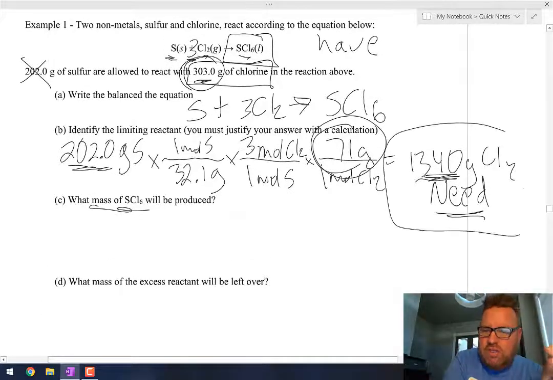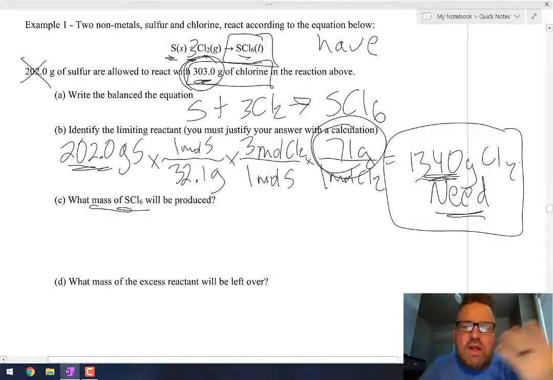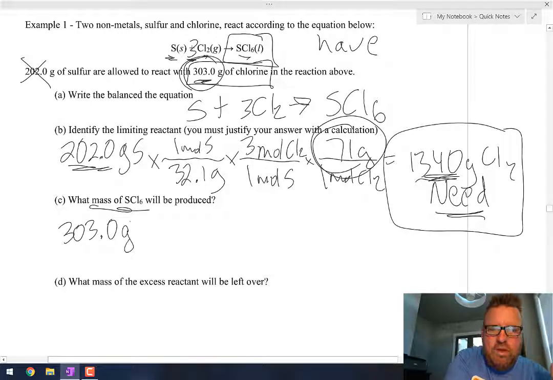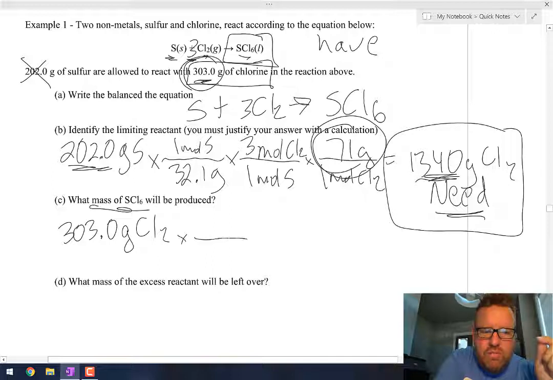Remember, you can't use this number. This is just theoretically how much chlorine you would need. You use the amount of the limiting reactant you actually have. So we have 303 grams of Cl2. And again, every time you do this, don't forget that there's a 2 there. So you have to double that mass. Chlorine's 35.5. Double that, that's 71 grams in 1 mole of Cl2.